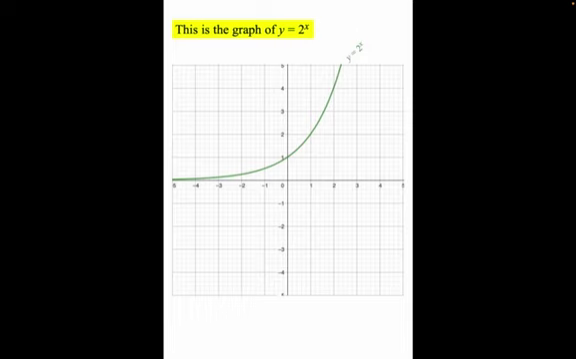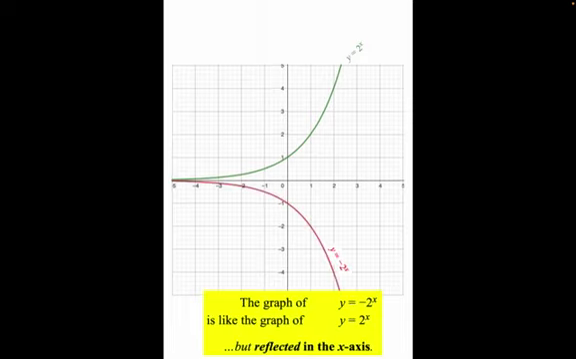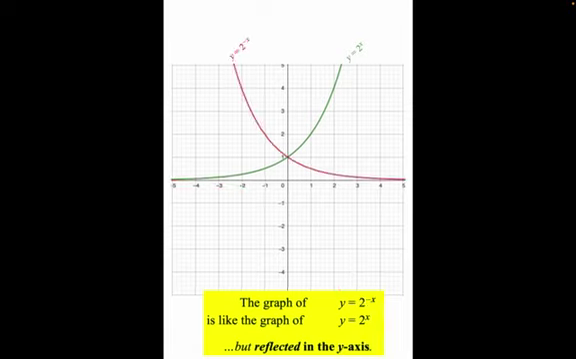This is the graph of y equals 2 to the power of x. The graph of y equals minus 2 to the power of x is like the graph of y equals 2 to the power of x, but reflected in the x-axis. The graph of y equals 2 to the power of minus x is like the graph of y equals 2 to the power of x, but reflected in the y-axis.